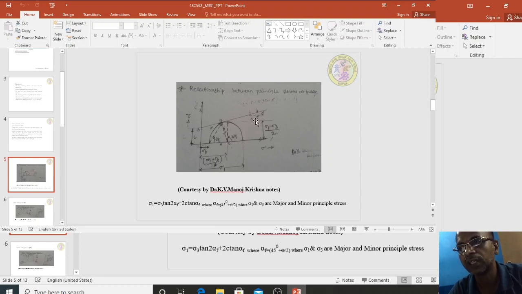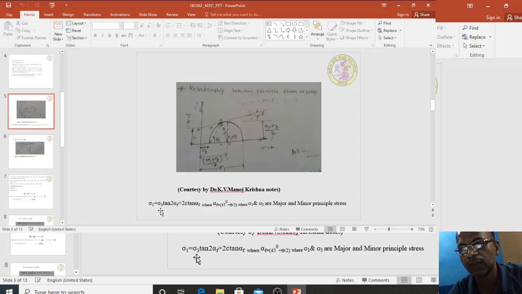By knowing c and phi, and by knowing sigma 1 and sigma 3, Mohr-Coulomb has proposed an equation: sigma 1 is equal to sigma 3 tan square alpha f plus 2c tan alpha f, where alpha f is 45 plus phi by 2. Alpha f is called the failure line, and this is called the Mohr-Coulomb relation. This plays a vital role in calculating lateral earth pressure.